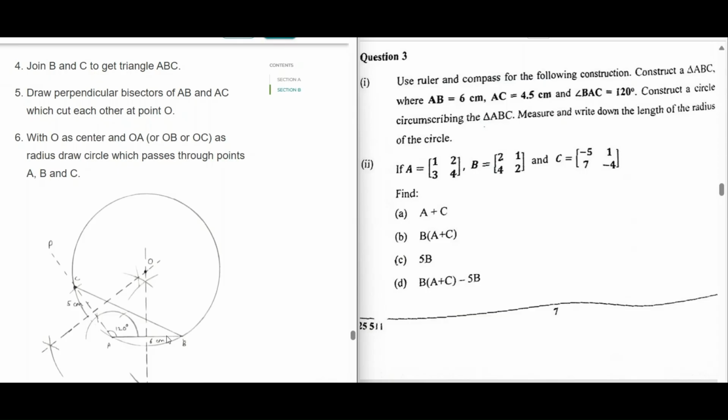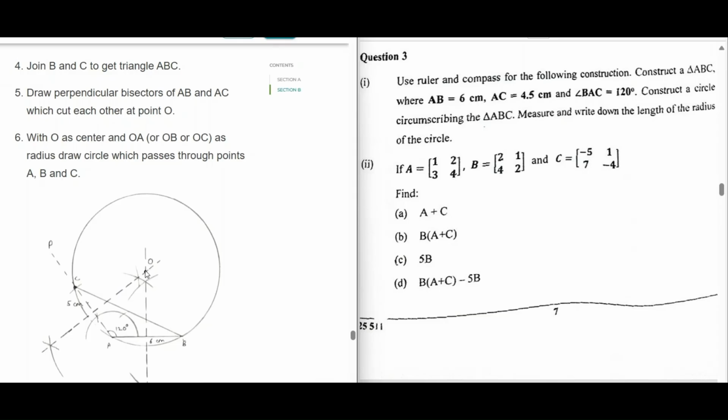Bisect AB with a perpendicular bisector. This line is the perpendicular bisector of AC, and this line is the perpendicular bisector of AB. These two perpendicular bisectors intersect at point O. This is the center of the circle.